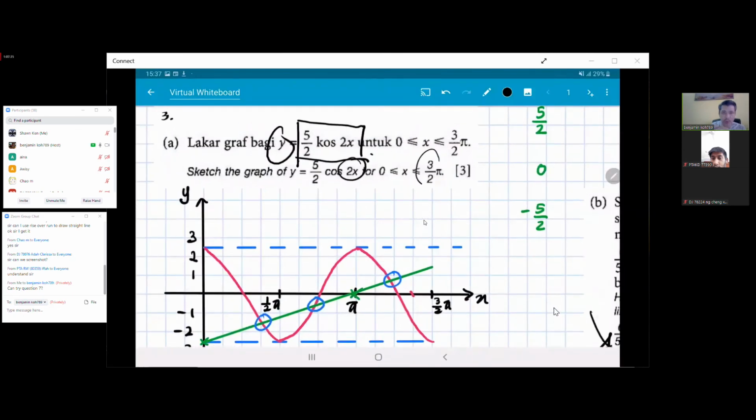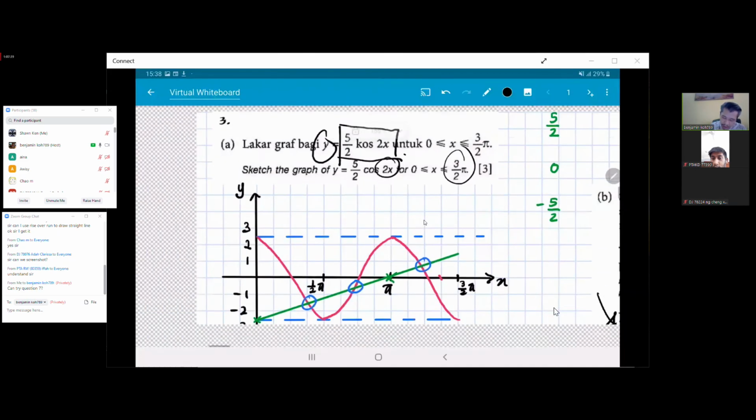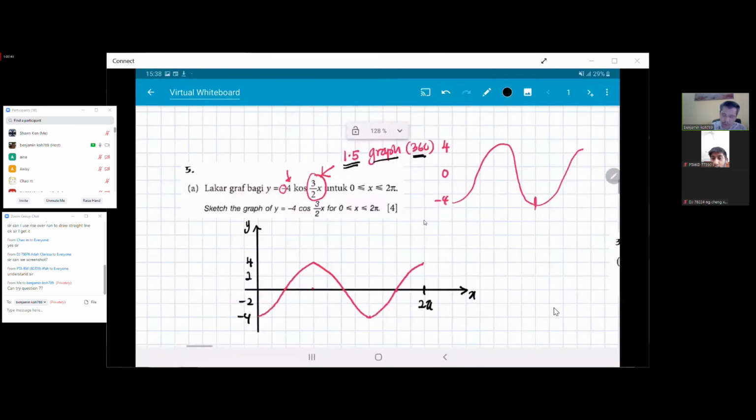But right now, yang ni lain. Yang ni, domain dia kata 2 pi. So you draw 2 pi. Tapi dia punya bilangan graph ialah 3/2. That means 1/2 graph. So you draw 1/2 graph sampai 2 pi saja.